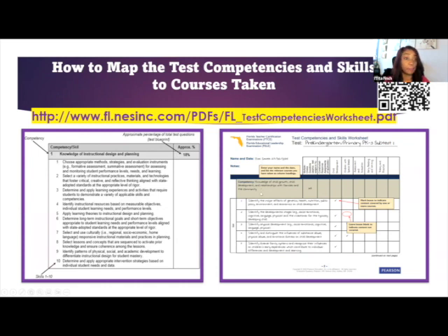Now, why is this important? This is just so that you can map your own mastery. So where am I with the mastery of each of these skills and competencies? And you can have your own progress monitor.